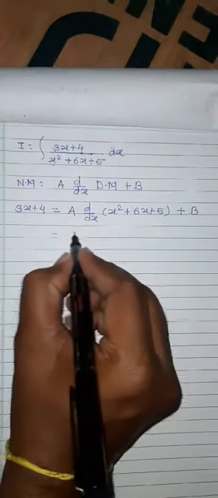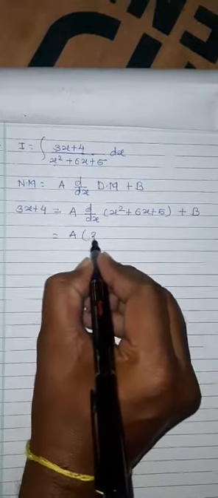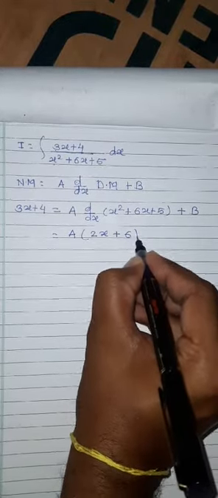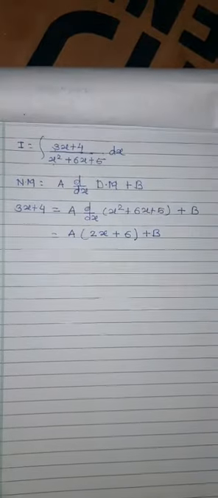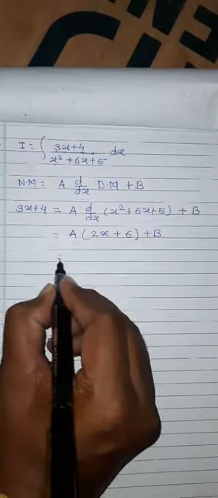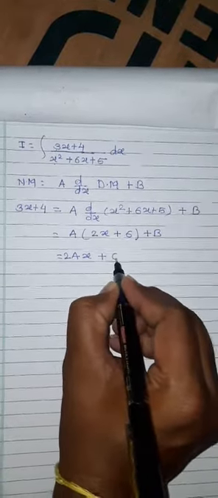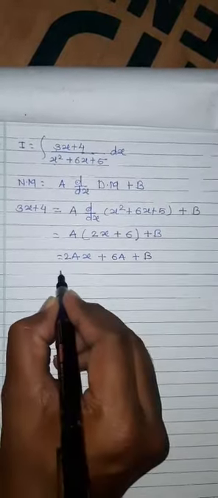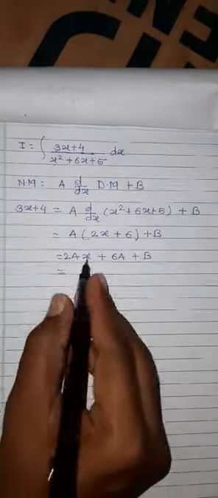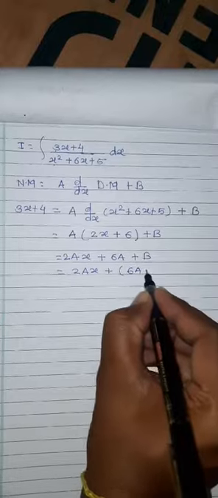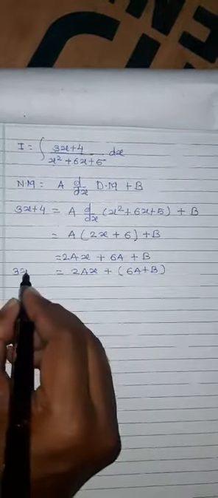After taking the derivative, this is equal to A times (2x + 6), and the derivative of 5 becomes 0, that's why I have not written it here, plus B. Now multiplying by A, we get 2Ax + 6A + B. Simplify or rearrange in proper manner: 2Ax + (6A + B) is equal to 3x + 4.